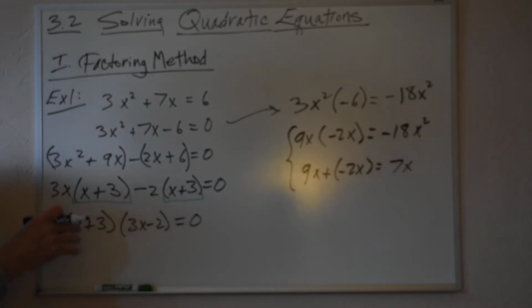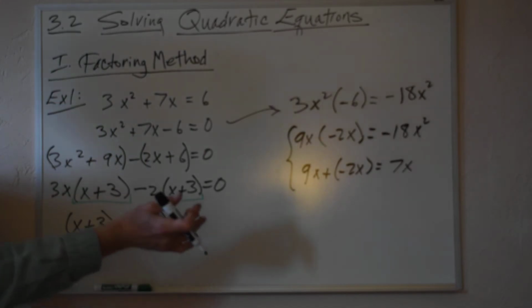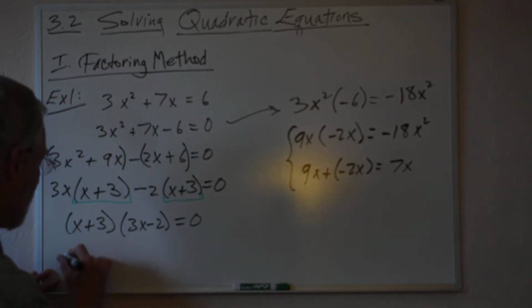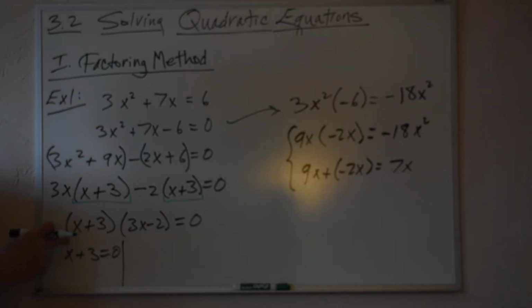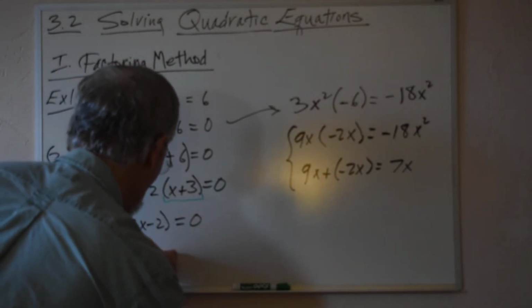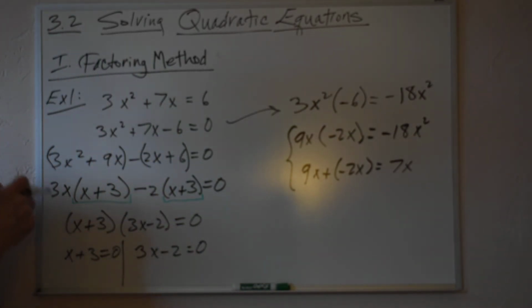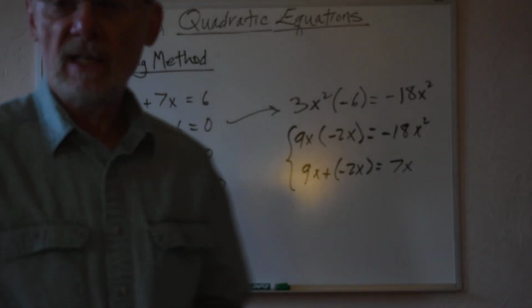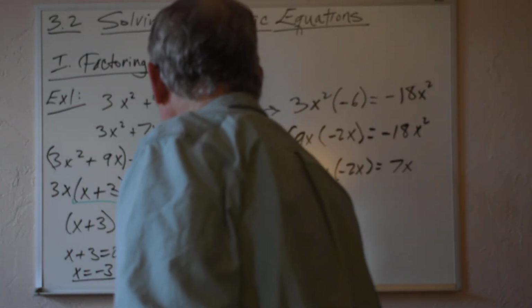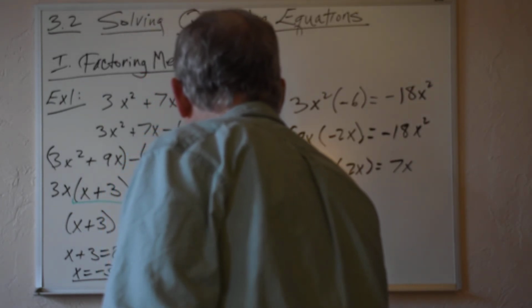Lo and behold, here's the principle. A times B equals 0. Okay, I know that if this is true, it's going to solve this equation, and if this is true, it would also solve the equation. On this side, I get x equals minus 3. Over here, I get 3x equals 2.